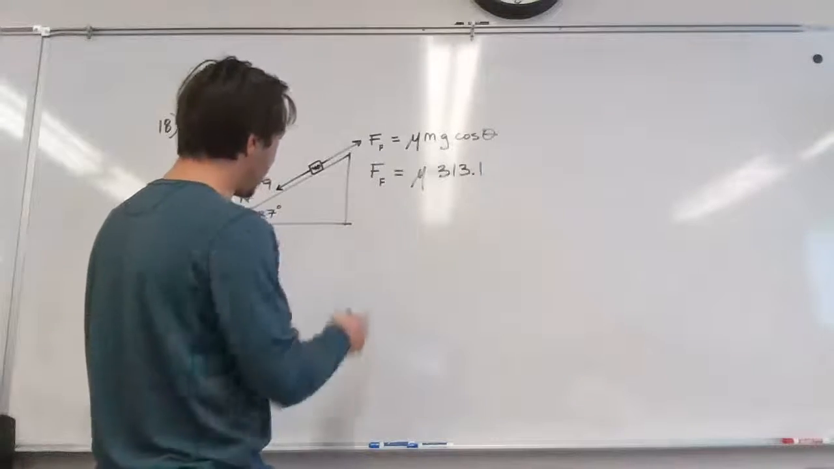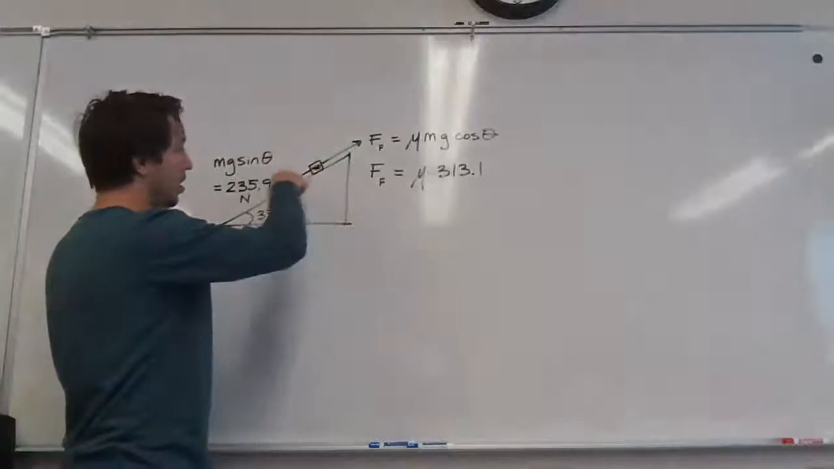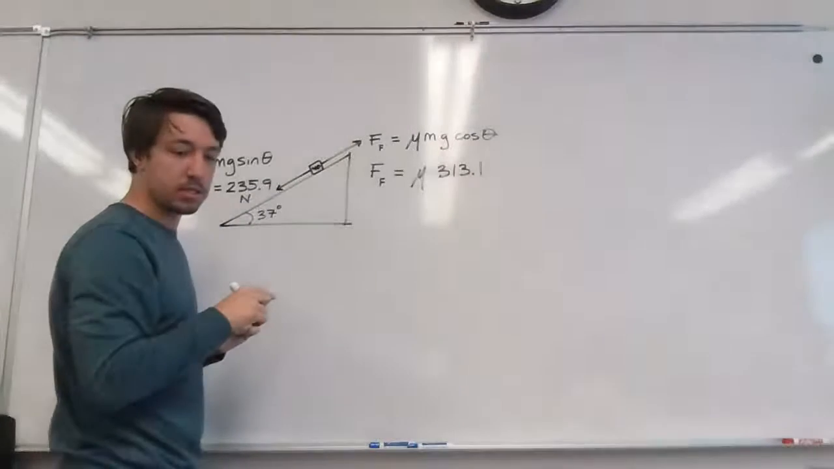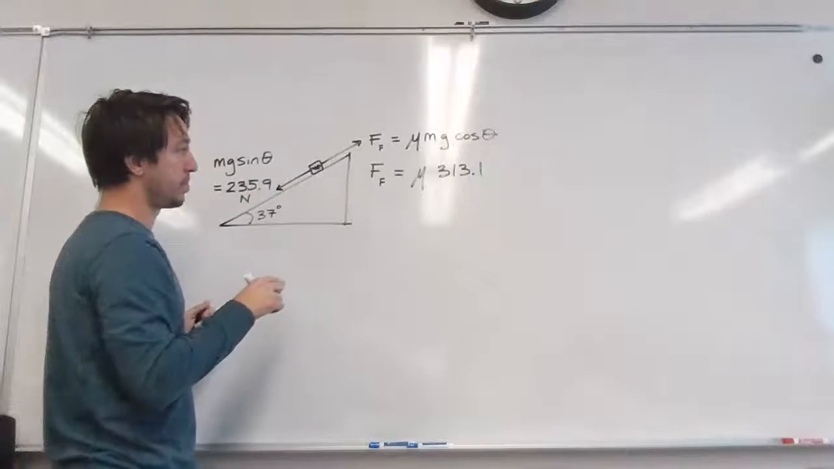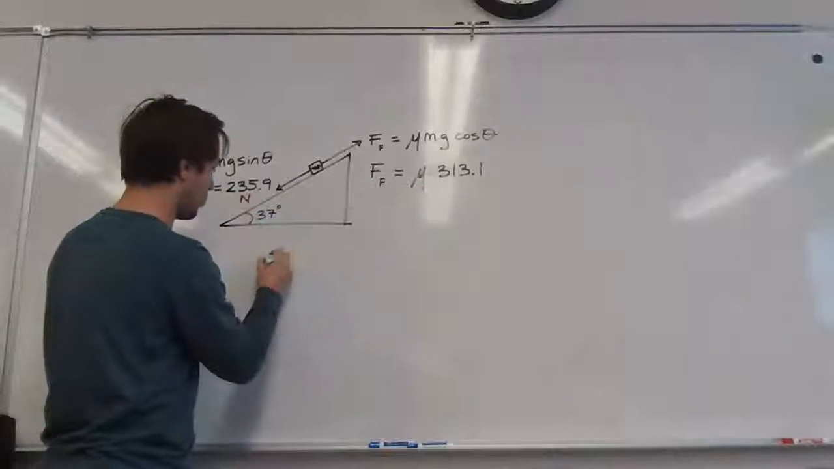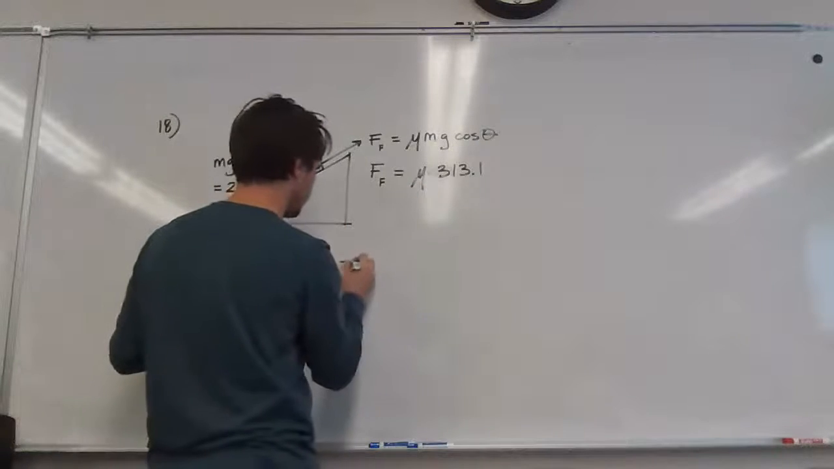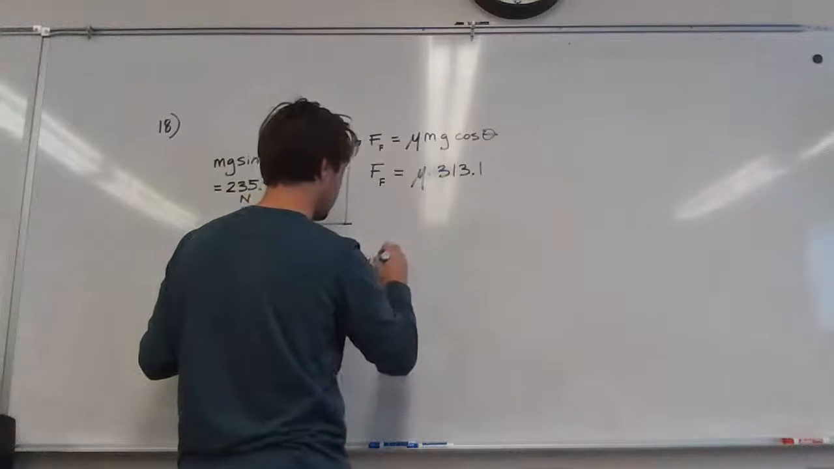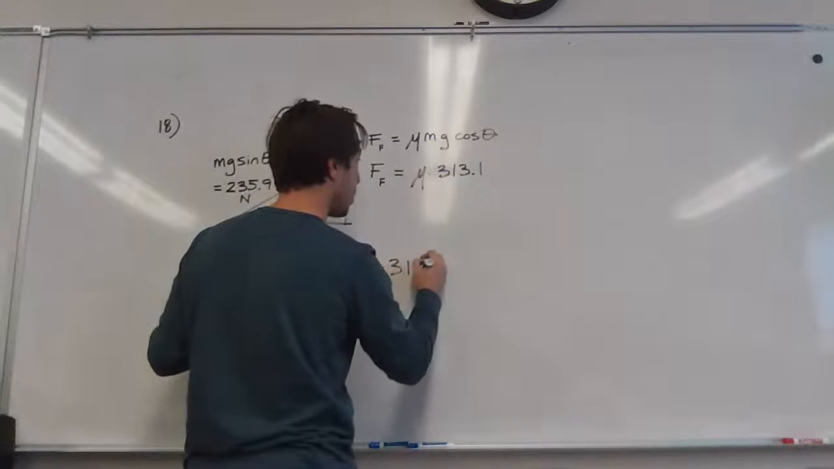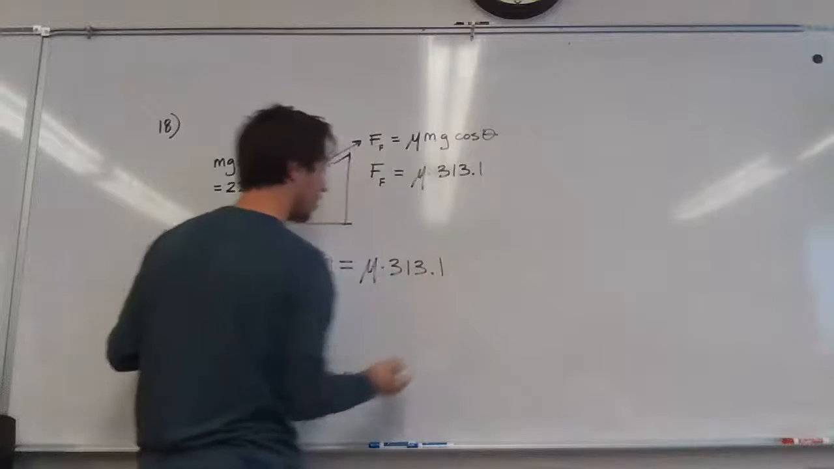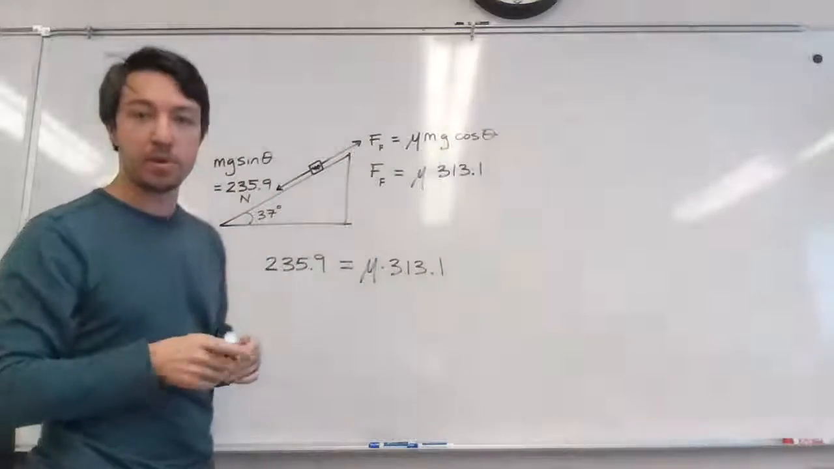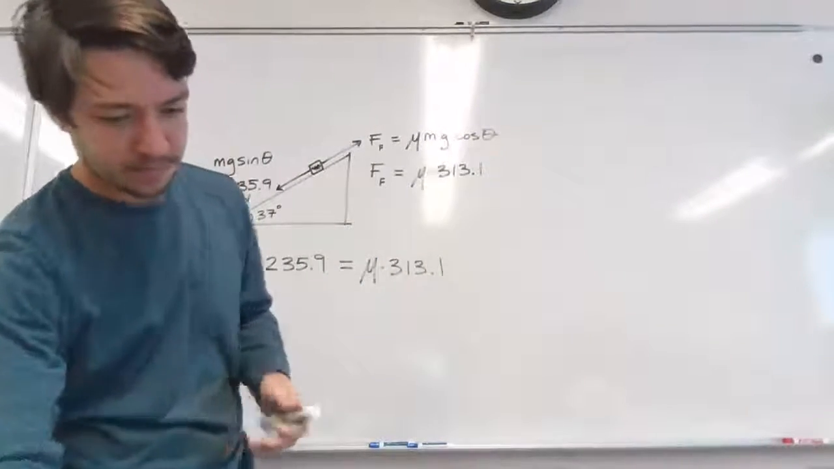Okay. So now let's set those equal to each other. 235.9 is equal to mu times 313.1, and then solving for mu is pretty straightforward from there.